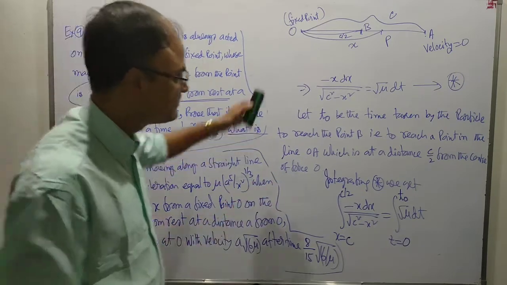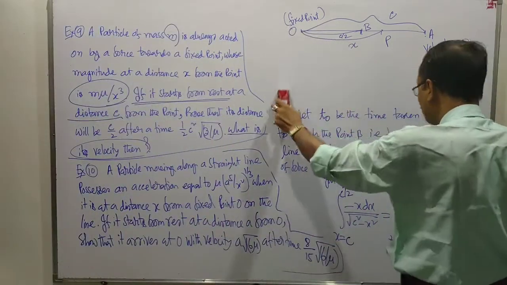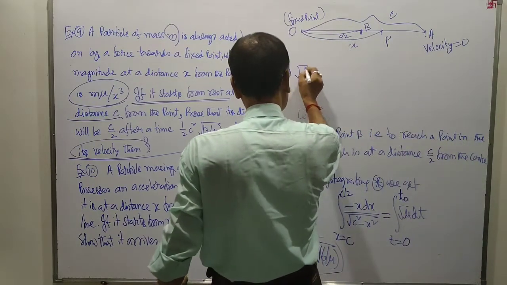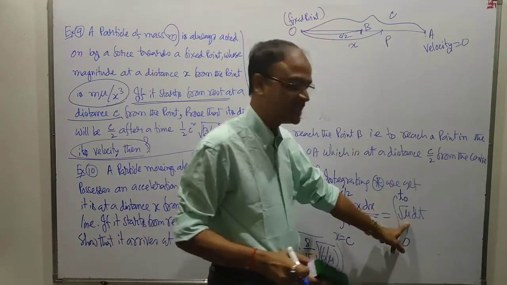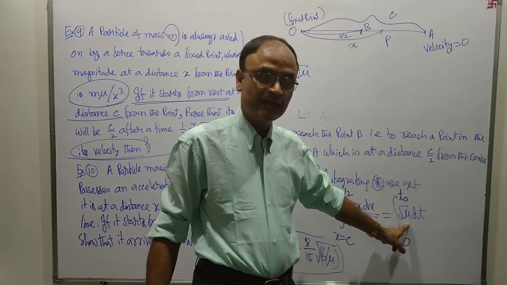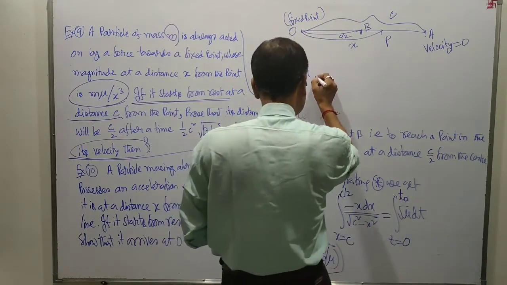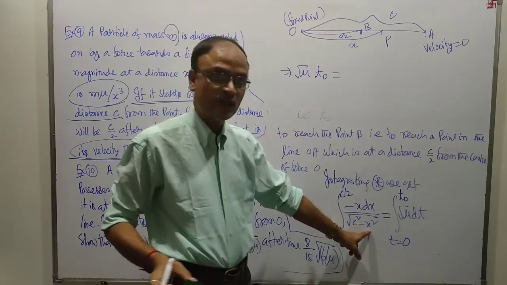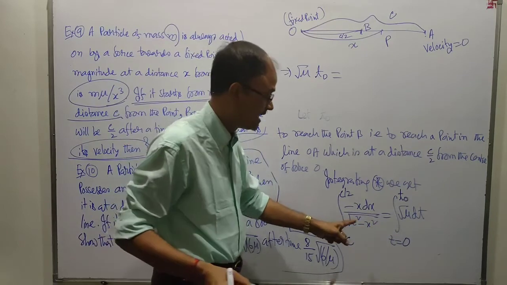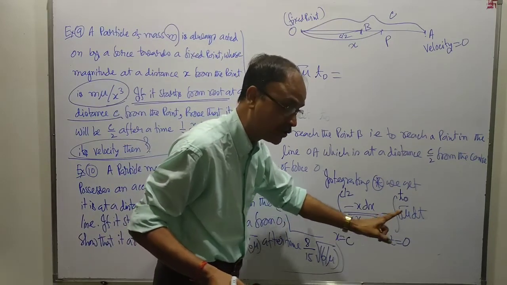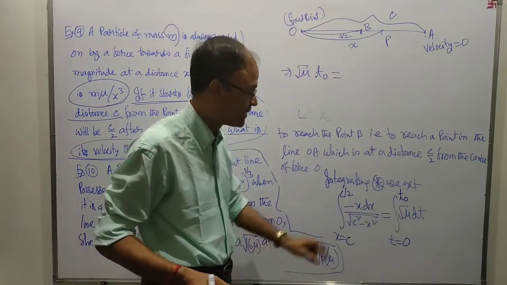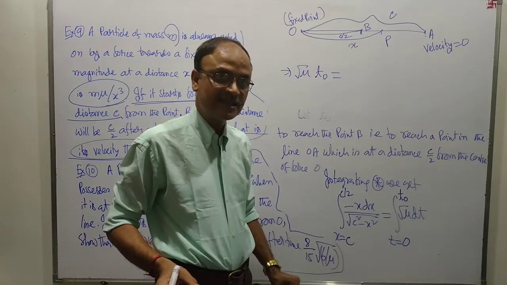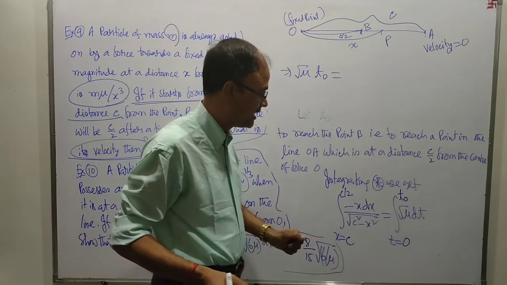Now integrate this one. Very simple integration. Root over mu. Come on. What is the integration of 1? T, from 0 to T naught. It will be T naught. Let c square minus x square equal to z square. Therefore, minus twice x dx will be equal to minus twice z dz. Minus x dx will be equal to z dz.